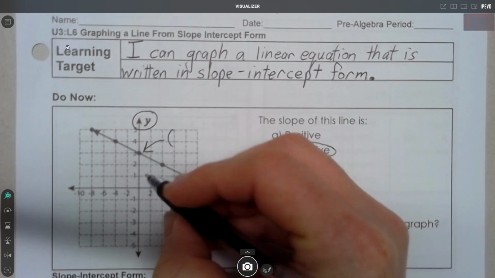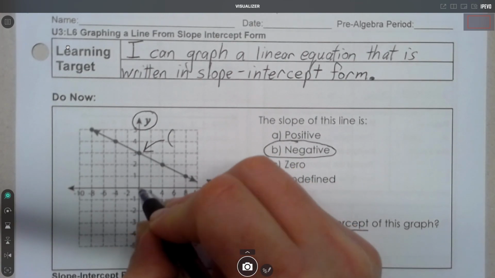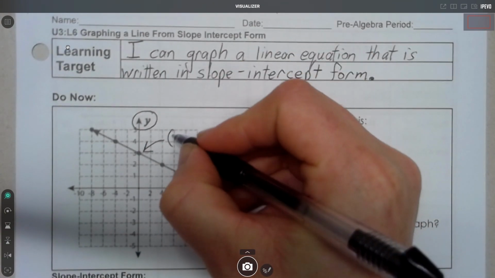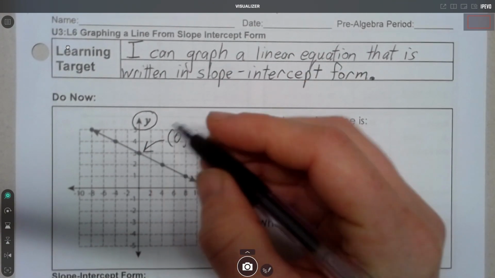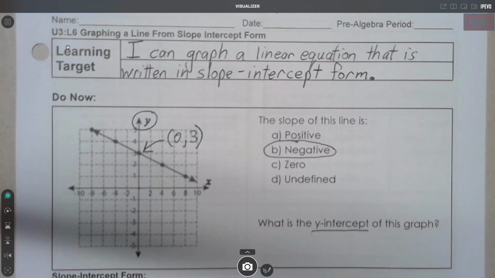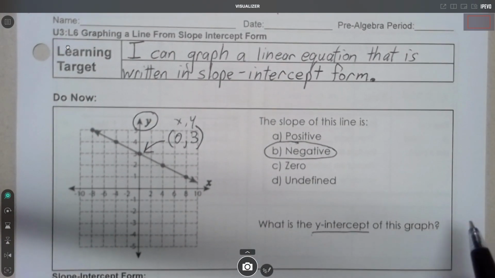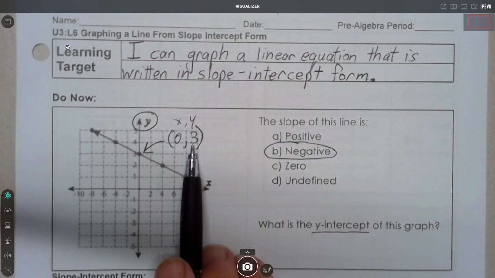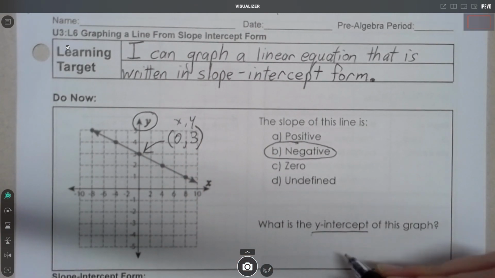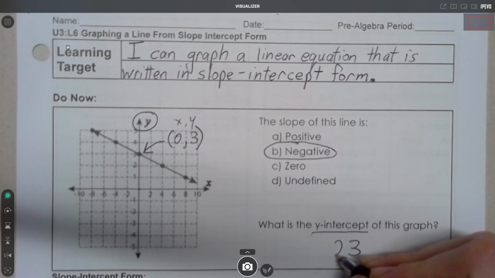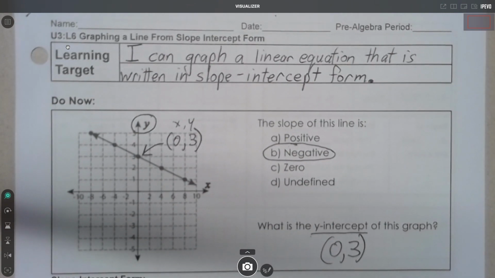and that point is 0, 3. So from the origin, I do not move left or right, so I stay put, 0. But I do have to move 3 units up, which is the second coordinate, 3. Okay, so x, y, that's my ordered pair. And the y-intercept of the graph is the y-coordinate of that point. So the y-intercept is 3. So the y-intercept, I'll write the point, is 0, 3. Okay, that's our do now.